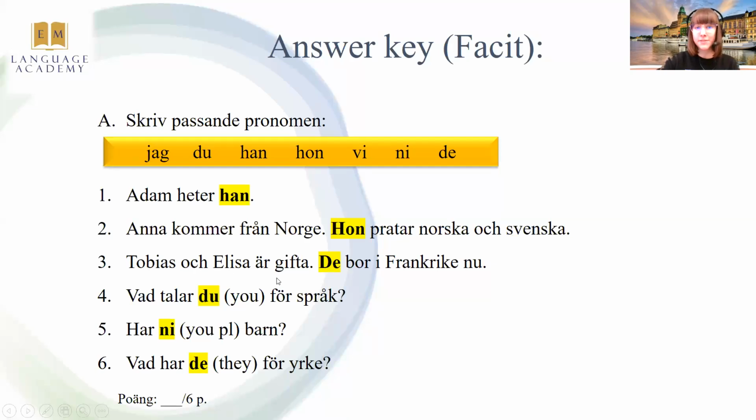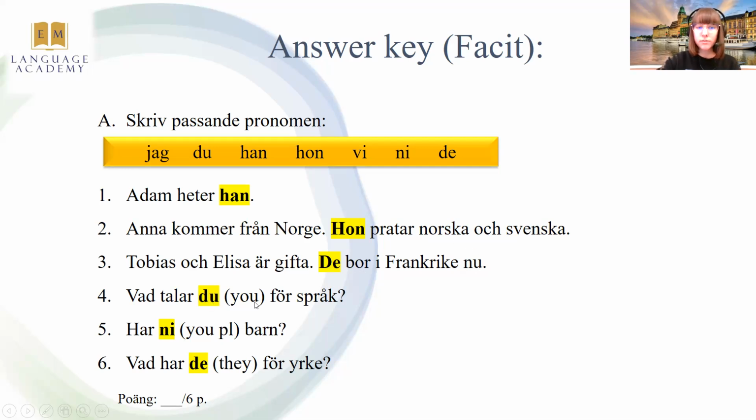Tobias och Elisa är gifta. Tobias och Elisa. This is our subject, a subject in plural. That's why de. That's why we must have chosen de. De bor i Frankrike nu. So Tobias and Elisa are married. They live in France right now.